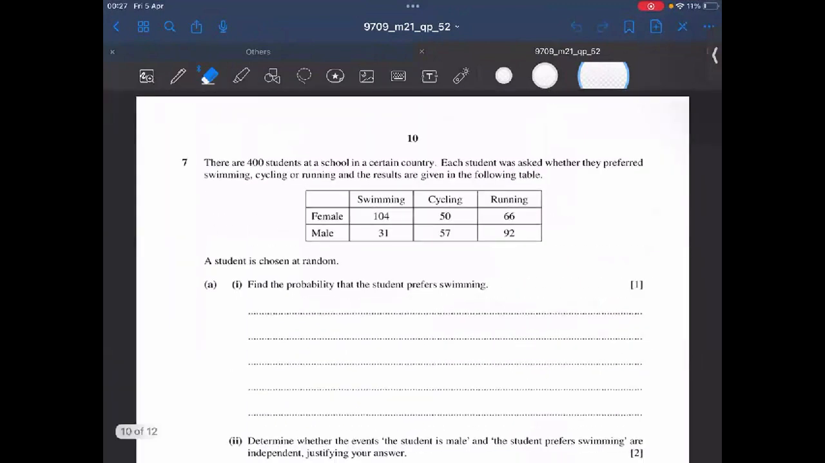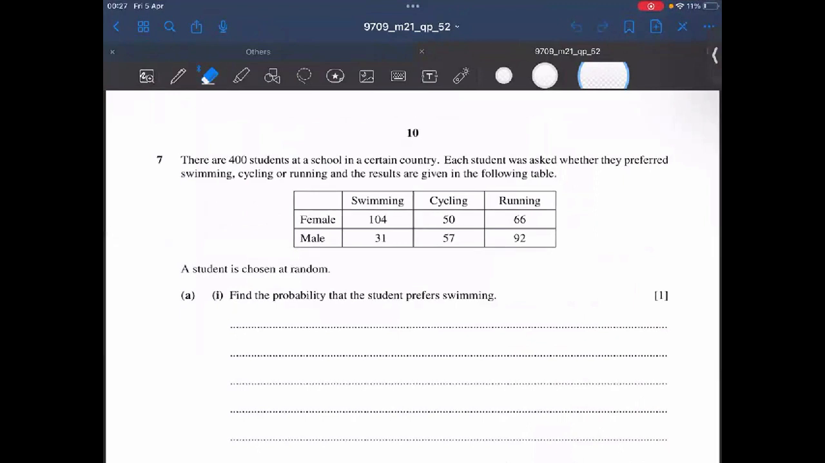Okay Iman, there are 400 students at a school in a certain country. Each student was asked whether they preferred swimming, cycling, or running, and the results are given in the following table. A student is chosen at random. Find the probability that the student prefers swimming. Iman, come on, hurry up.